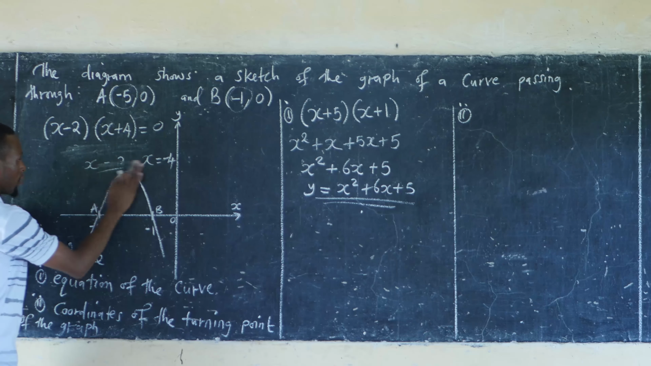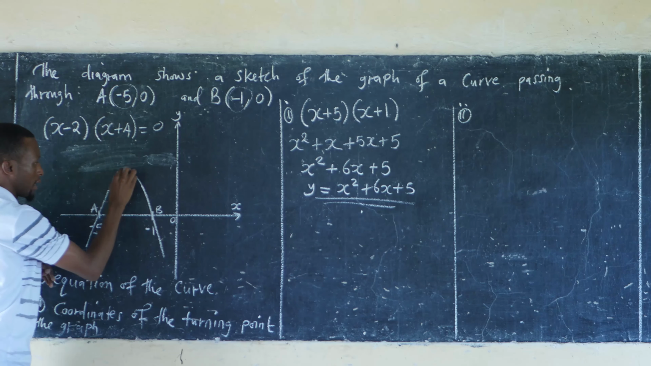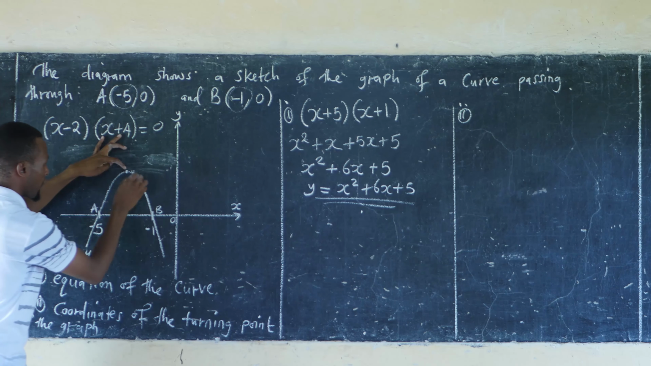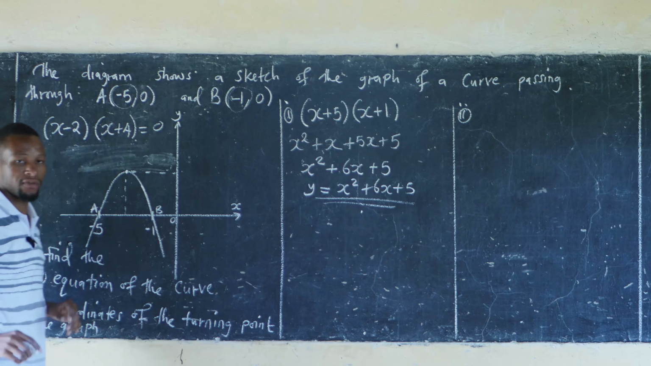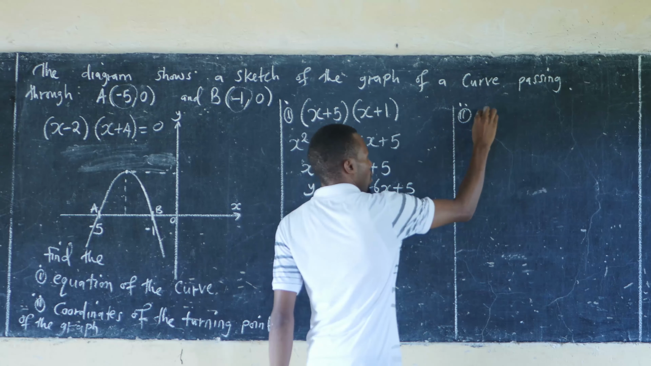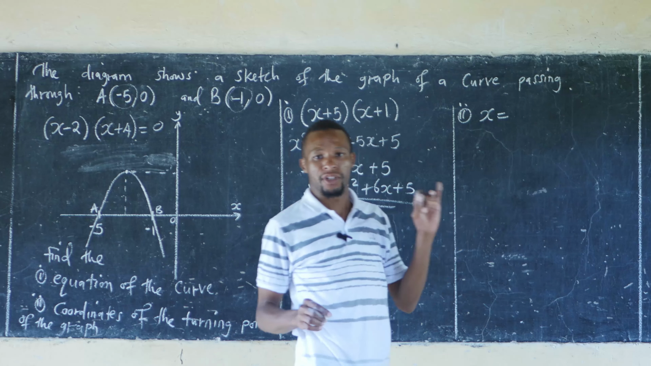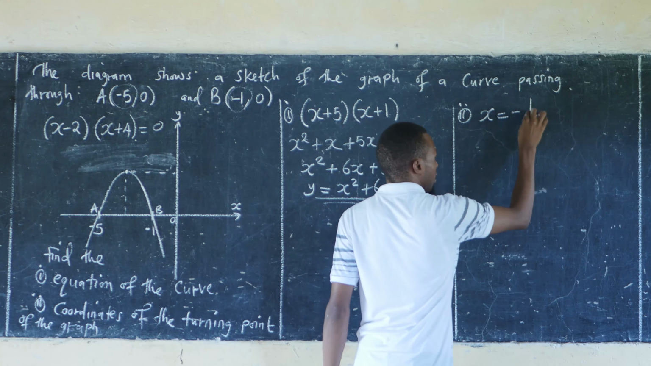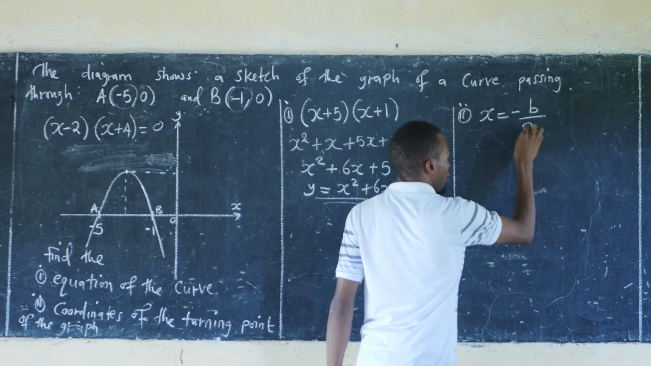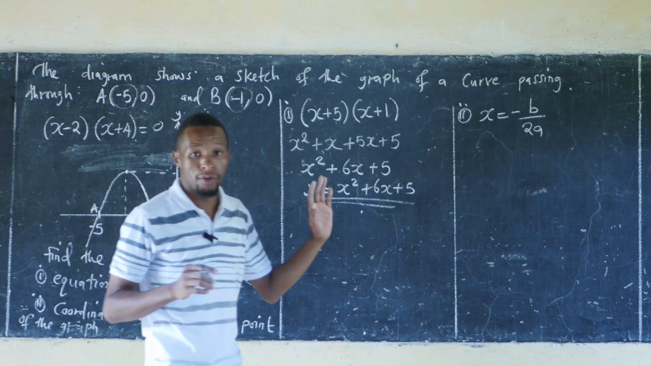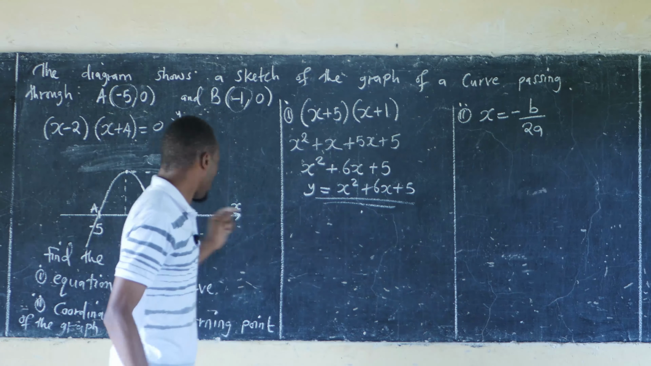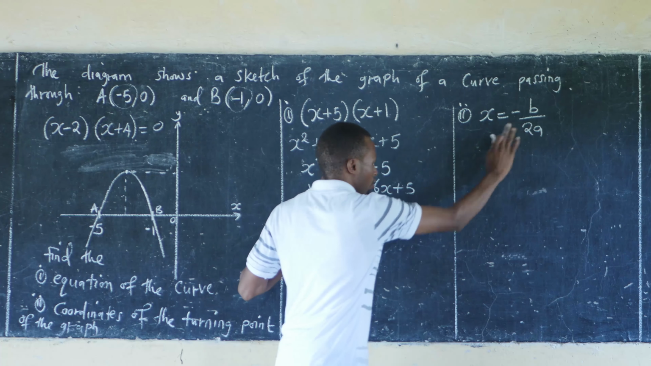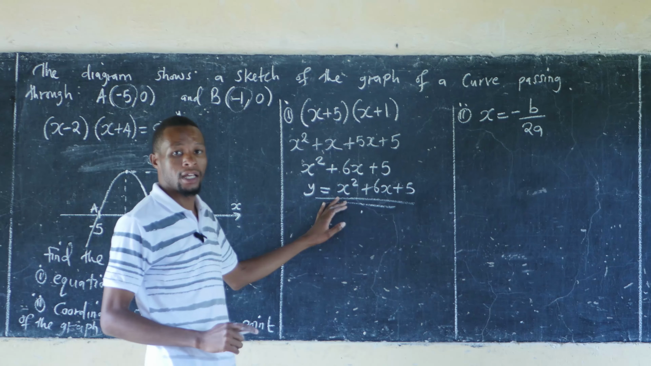In short, they want us to find the coordinates. The turning point is right here, where the parabola turns. So we need our y value and we also need our x value. Using formulas, we are going to solve the x value first. The x value will be x equals negative b over 2a. That is our formula for finding the x coordinate.